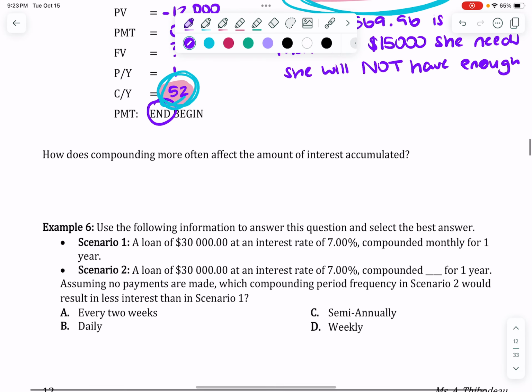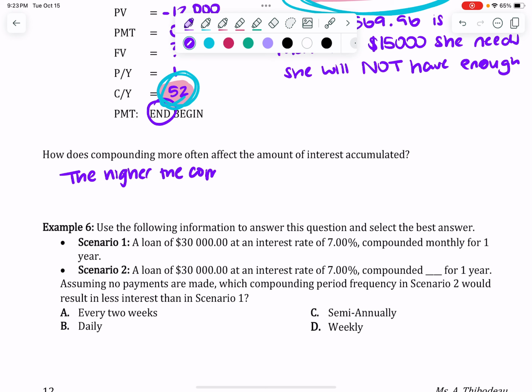Okay, so to end things off here, to write that down, how does the compounding period affect the amount of interest accumulated? Well, the higher the compounding frequency, the higher the amount of interest accumulated.